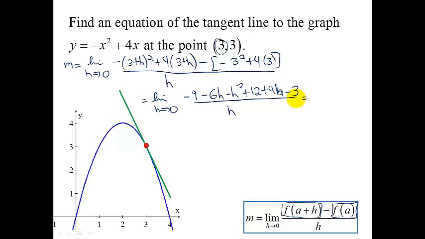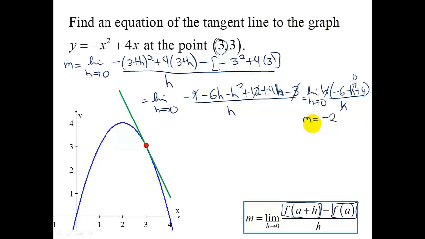And so let's see what we can do here. We have 12 minus 12, so those are gone. We could then factor an h out, so we have the limit as h approaches 0 of h times (negative 6 minus h plus 4), all over h. We can reduce those h's, then we can let h approach 0. So this will go to 0, and it looks like we get negative 2. So that is the slope of the tangent to the curve at 3.